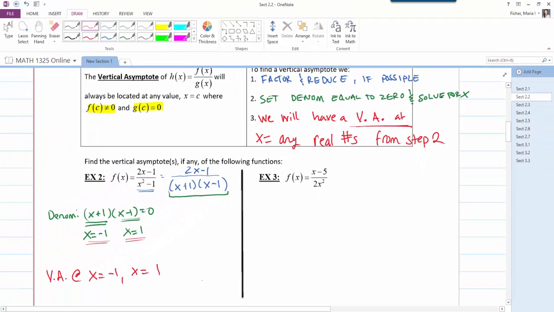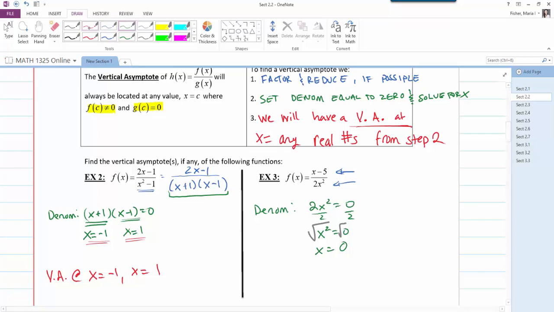All right, let's do number 3. Step 1 is to factor and reduce. Well, I can't factor the numerator, and I can't factor the denominator, so I cannot do step 1. Step 2, set the denominator equal to 0 and solve for x. So I end up with 2x squared is equal to 0. Divide out my 2. x squared is equal to 0. Take the square root of both sides to solve for x, and you end up with x is equal to 0, because 0 is neither positive nor negative, so we do not write plus or minus.